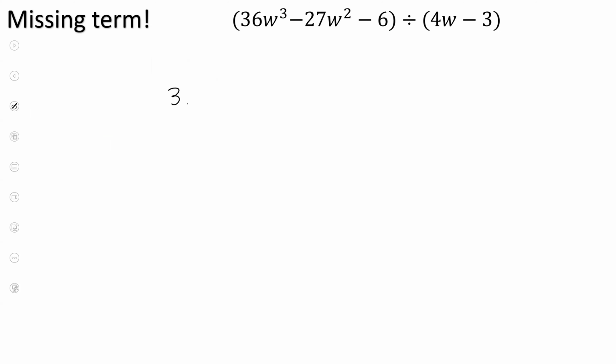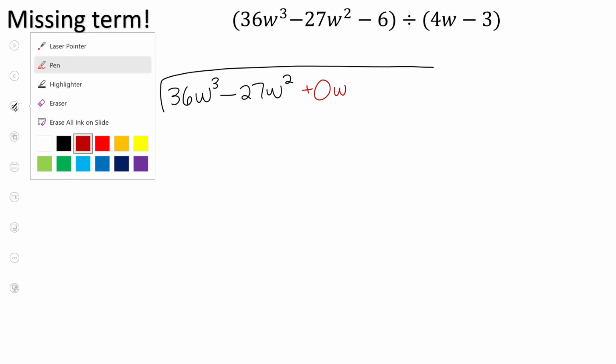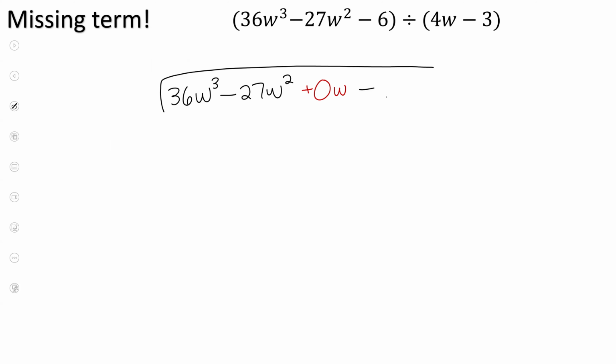Go ahead and set this up like so. Minus 27w squared. And where we are missing a term, just put plus 0w. That's our missing term there. Minus 6. And it's being divided by 4w minus 3. And you go through the process just like you have been doing.